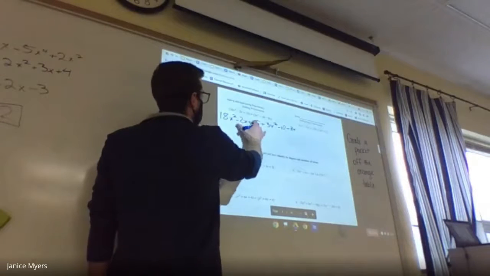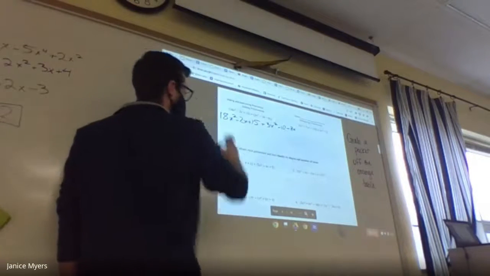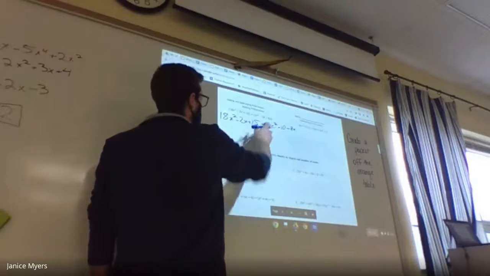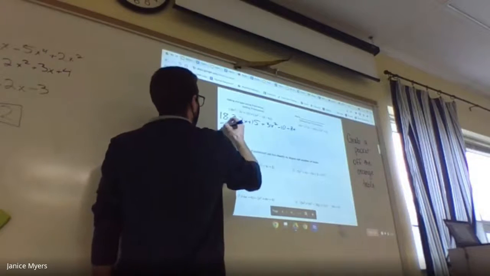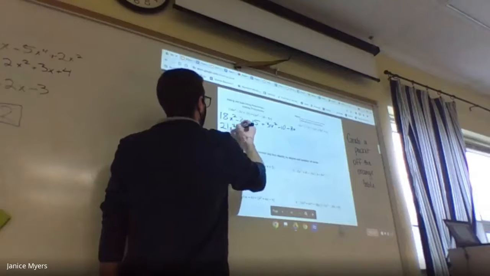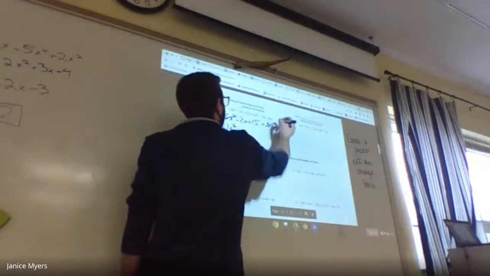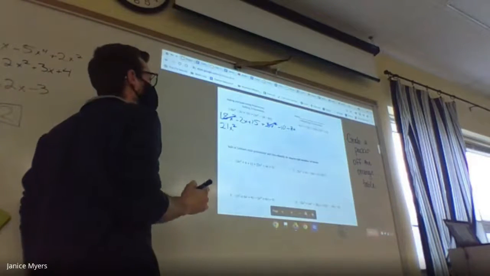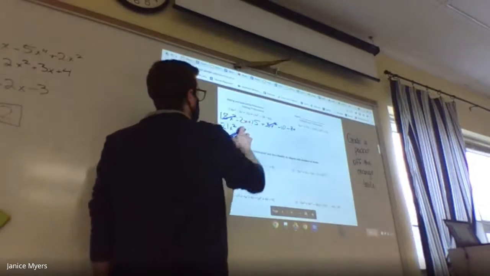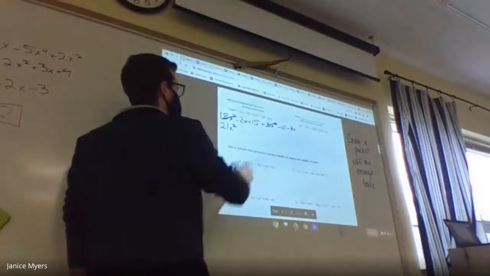So your x squareds, you know you can combine because they are both x squared. So 18 plus 3 is 21x squared. And then you can go ahead and cross it out if that helps so that you don't accidentally count them again. Then your next step down would be, okay, what x's do I have?